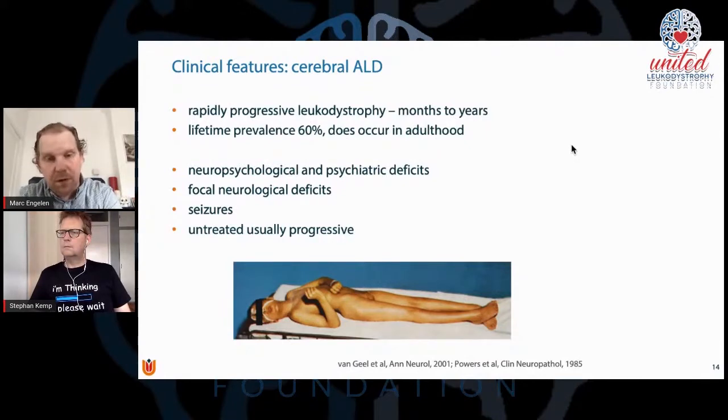Also, if somebody is not known to be affected by ALD, the early symptoms are difficult or impossible to recognize because they can be subtle behavioral or cognitive problems that are usually attributed to stress or other psychological factors, and only later in the disorder does it become clear that it is actually something affecting the central nervous system, with weakness of the limbs or epileptic seizures. And if not treated, it is usually relentlessly progressive and causes severe disability and eventually death. Can I have the next slide, please?